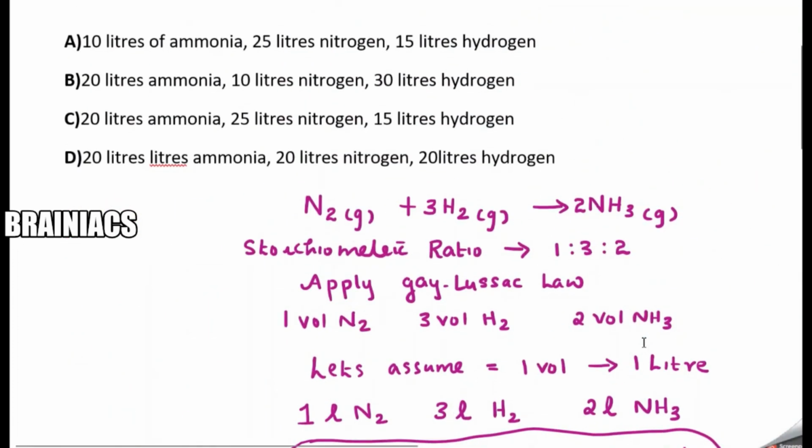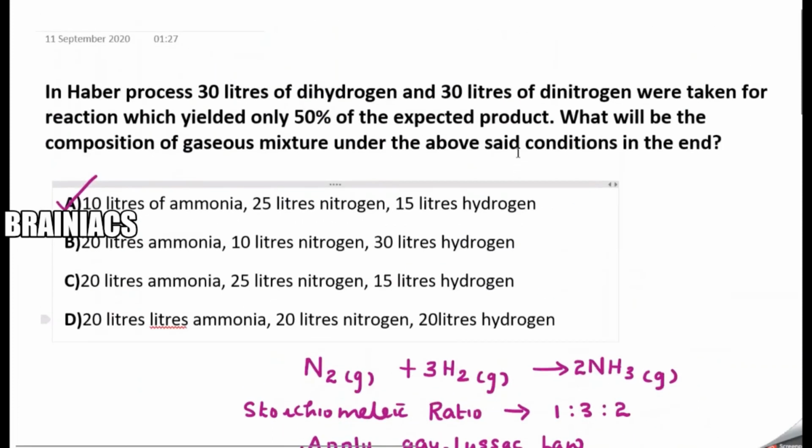Okay, so if you see, as per this, 10 liters of ammonia, 25 liters of nitrogen, and 15 liters of ammonia, 15 liters of hydrogen. So which is the option correct to that? So option A is the correct answer. So I hope you understood this question.